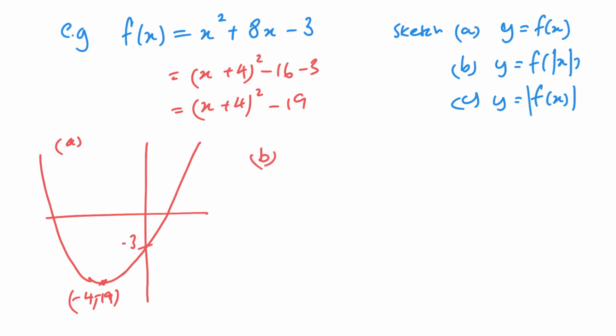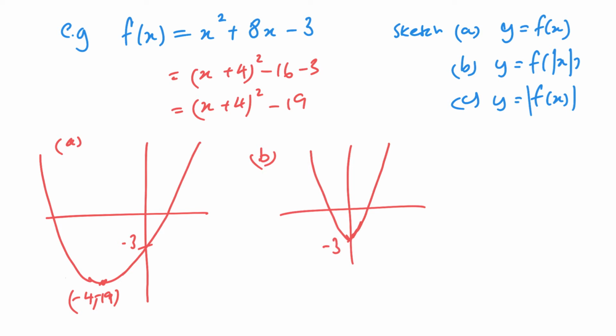So part B, only the x is in the modulus sign, so that means that this part of the graph is basically repeated onto the other side. So it's going to be something like that.